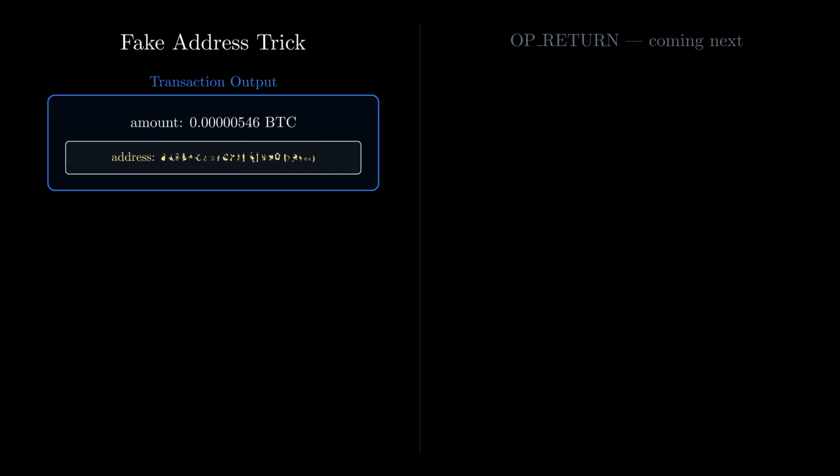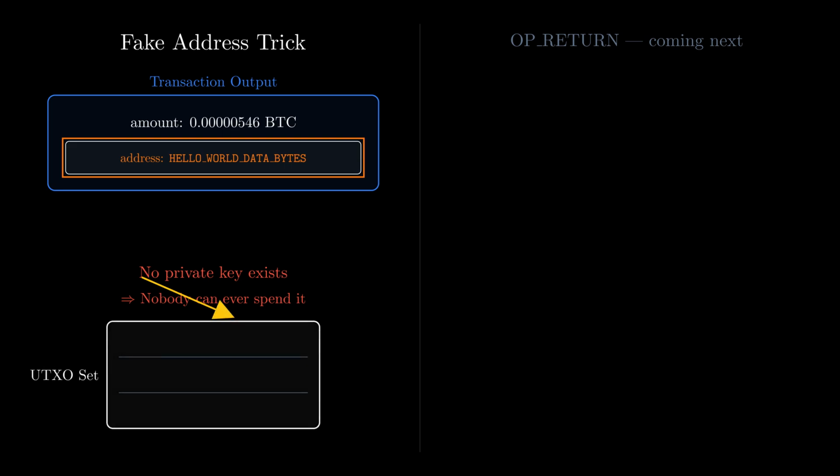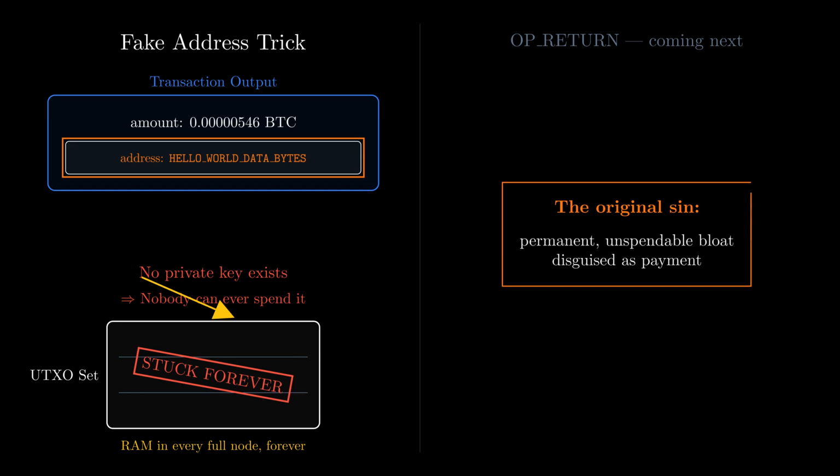Before OP_RETURN, developers had a hack. Bitcoin addresses are just numbers. So they crafted fake addresses by stuffing their data into the address field, then sent a tiny payment to it. The output looked like a normal payment. The network couldn't tell it was fake, but no private key existed for that address. Nobody could ever spend it. So the output sat in the UTXO set forever, consuming RAM in every full node on Earth. This was the original sin: permanent, unspendable bloat disguised as payment.